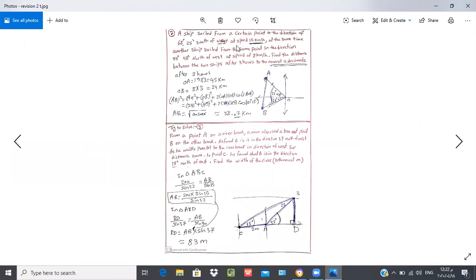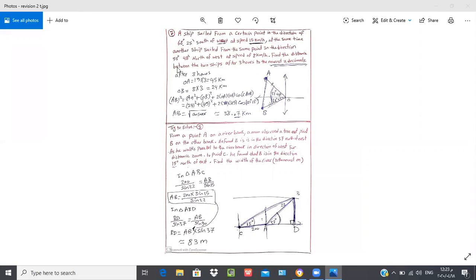This part is very important. Why? Because here, a ship sailed from a certain point in the direction of 68 degrees 25 minutes south of west. South of west, we said before, the angle will be with the last word, so south of west. So here this is the west and this is south. So the angle 68:35 will be with the west. Okay? At speed 15 kilometers per hour.